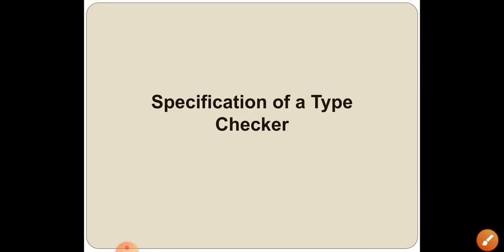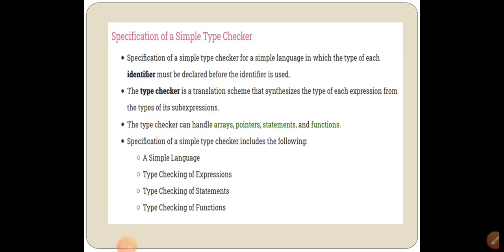So next we are going to discuss the specification of a type checker. Specification of a simple type checker means we are coming from the basics. When we check types, we start from the identifiers, because a collection of identifiers, constants and operators forms an expression, a collection of expressions forms a statement, and a collection of statements forms a program or otherwise functions. Here the statement may be an array statement, function or pointer or something else. So we are going to start from the identifier.